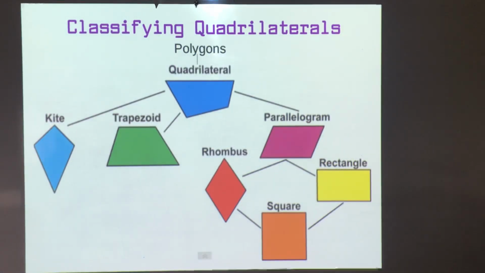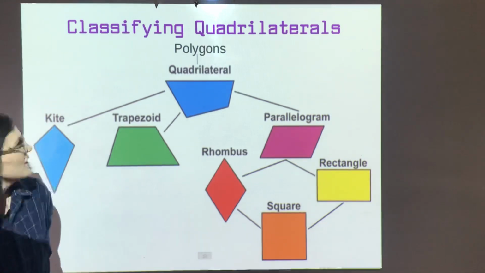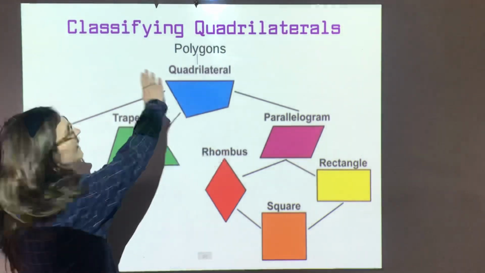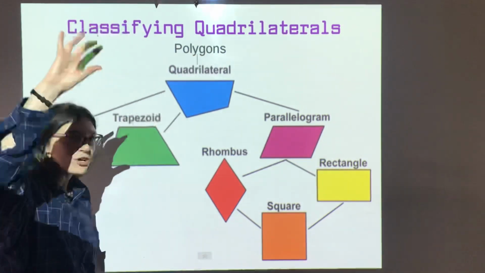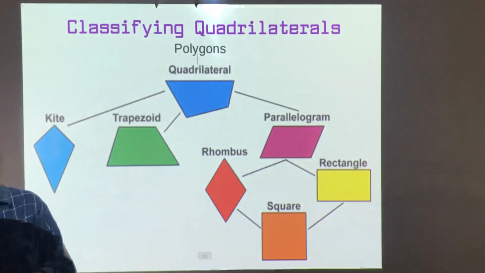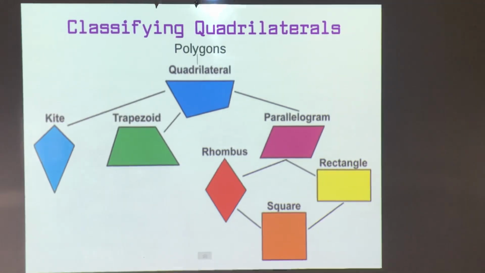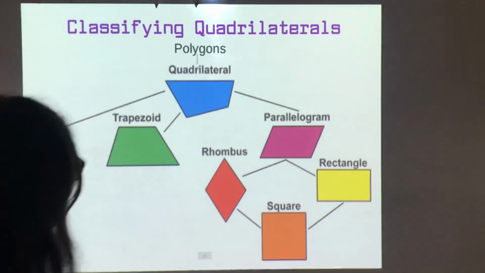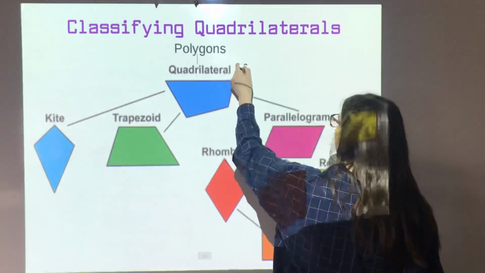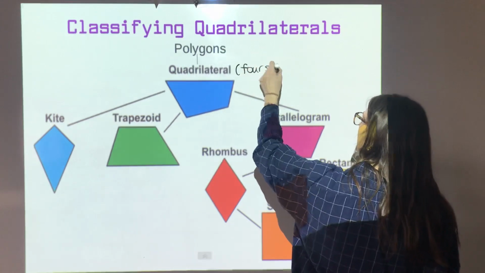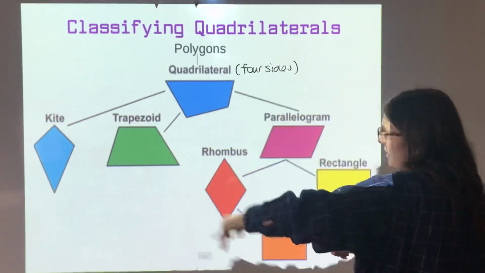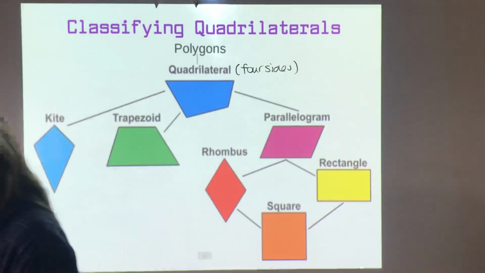So, this is a classification of quadrilateral. So polygons are like the overall term, and then quadrilaterals. So the basic thing of quadrilateral, if you just think of the word quad, it just means that it has 4 sides. So all these below are types of quadrilaterals.